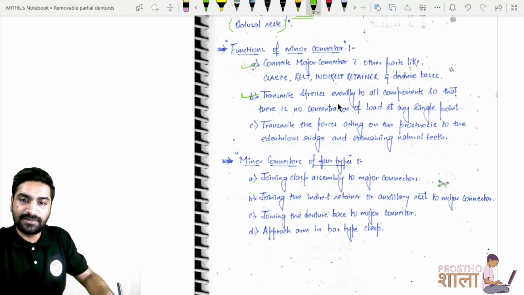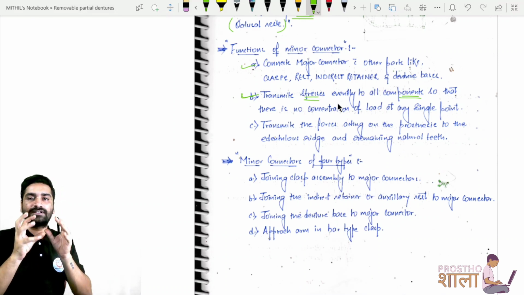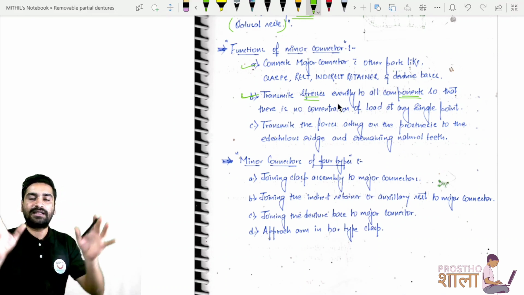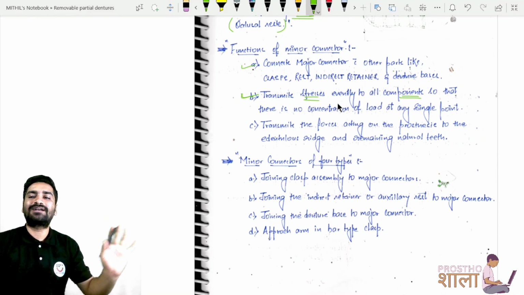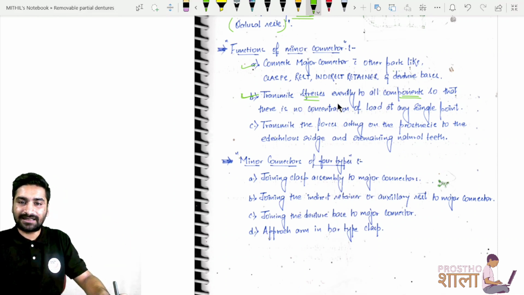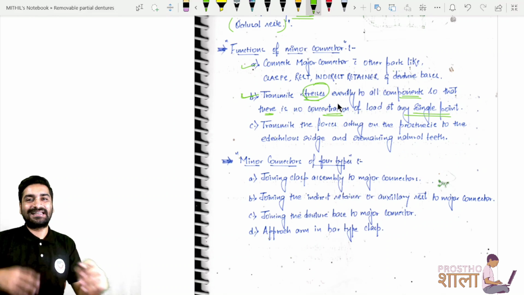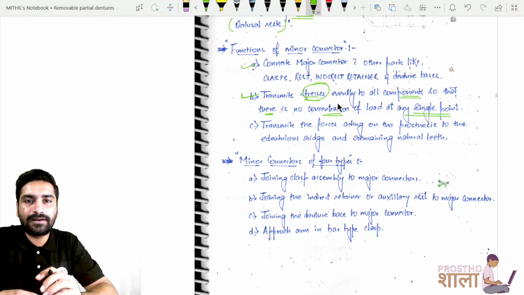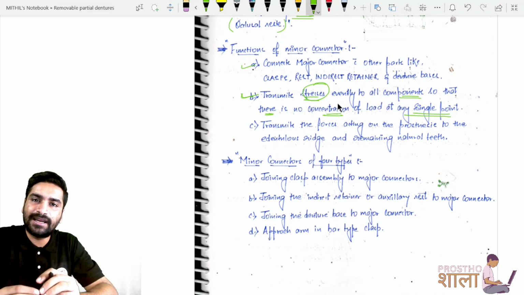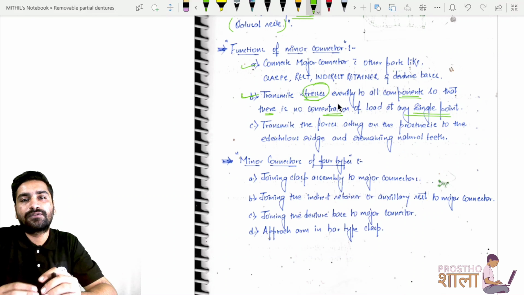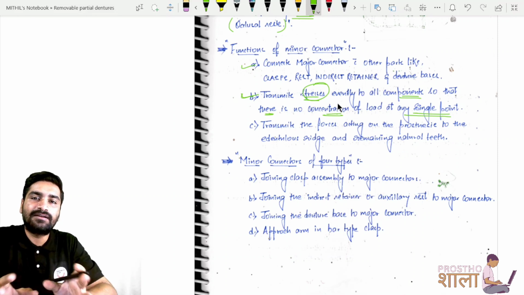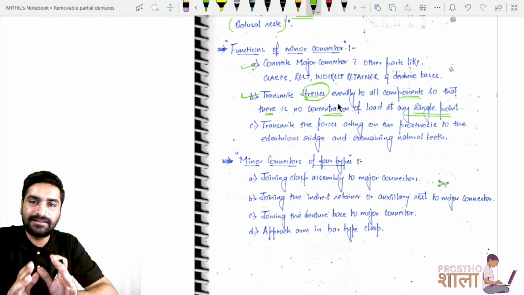Then it transmits the stresses evenly to all the components. Whatever the stresses are, they will first be concentrated in the major component and then distributed to other components through that minor connector, so that there is no concentration of load at any single point. When there is concentration of load at any single point, it causes breakage or harmful effects on that part of the RPD or its associated structure. So for forces to be distributed evenly, we put minor connectors so that they dissipate the forces in all directions.